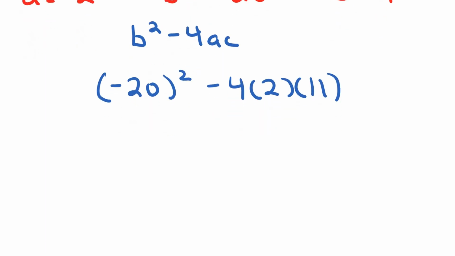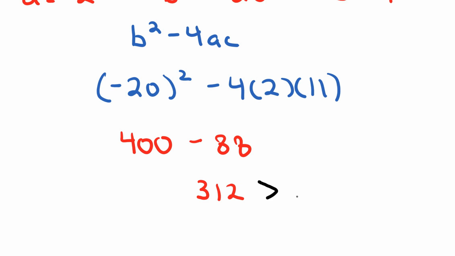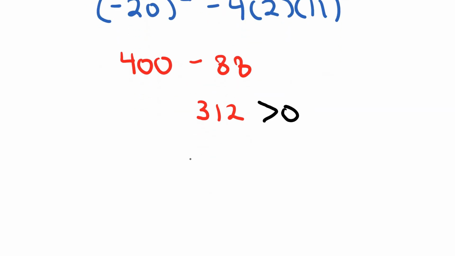All right, so negative 20 times negative 20, that's going to give me 400. And then if you went to a calculator, this is 8 times 11, which is 88. And then 400 minus 88 is going to be 312. Now 312 is positive, right? So if it's positive, it's greater than 0. So if your discriminant is positive, then you have two real solutions.